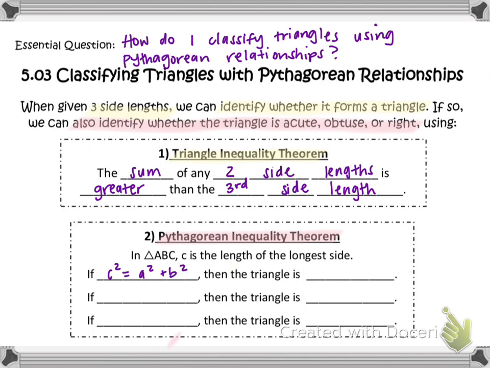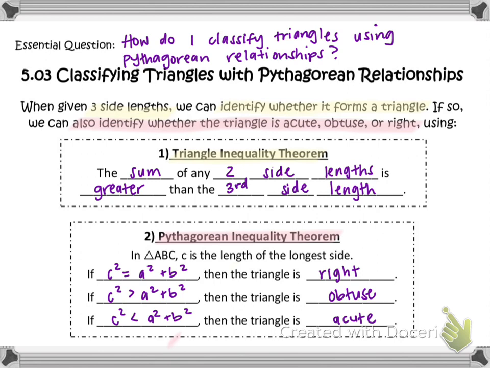So if you solve C squared equals A squared plus B squared, and it equals both sides, then the triangle is a right triangle. If, however, let's say you have C squared is greater than A squared plus B squared, then the triangle is obtuse. If the C squared that you solved for is actually less than A squared plus B squared, then the triangle is acute.